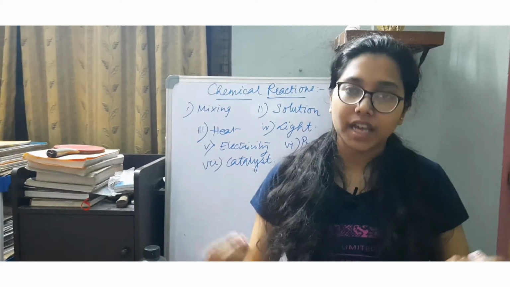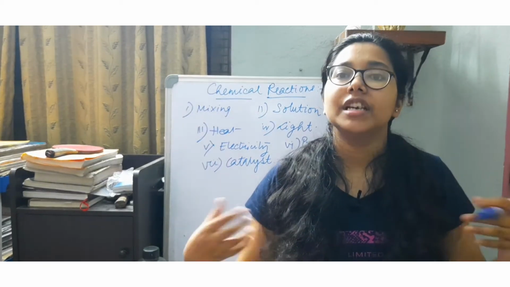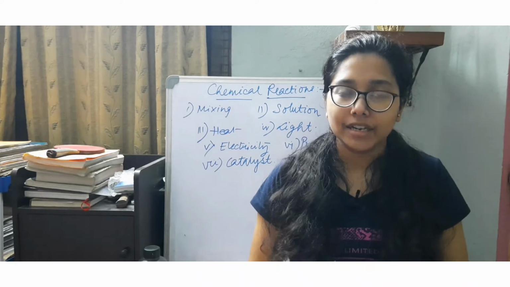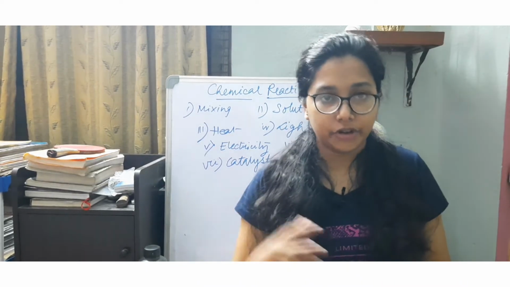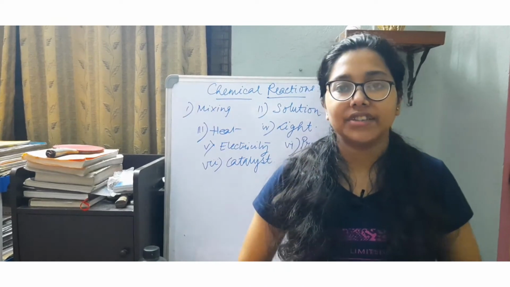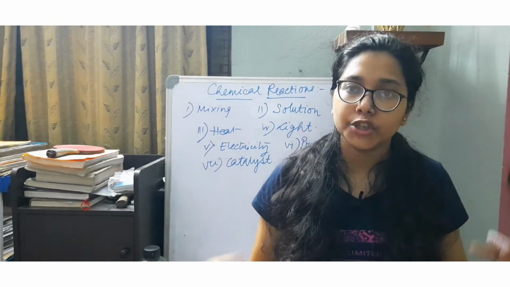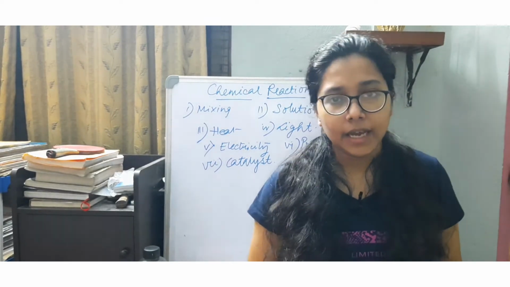So when we talk about chemical reactions, basically one or more than one reactants generally combine together to give a desired product. Now what is a chemical bond? A chemical bond is actually a force that holds two molecules together to form a compound.